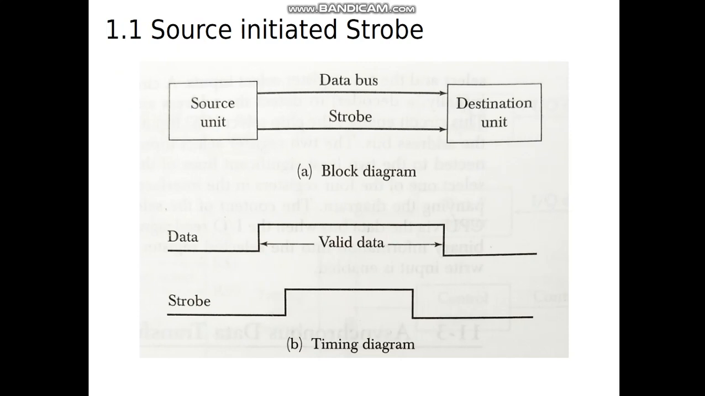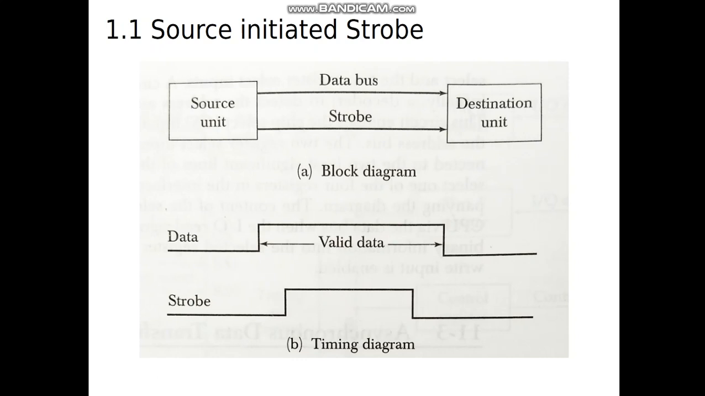Now you can see in this block diagram the source unit and destination unit, with the strobe line and the data bus. The data bus is multiple lines, whereas the strobe is only one. The source initiates the transfer of the information. When the source does not send a signal on the strobe, the destination is off. Whenever the source sends a signal by the use of the strobe, the destination becomes active. This is the data transfer from source unit to destination by source-initiated strobe, and this is its timing diagram.